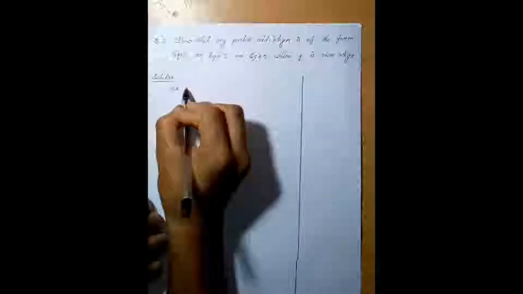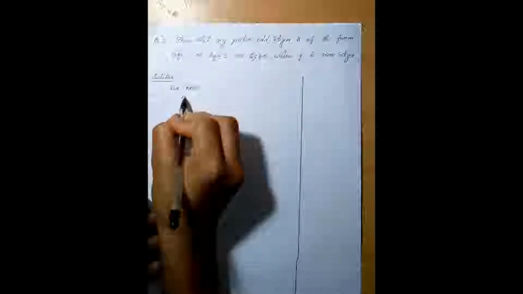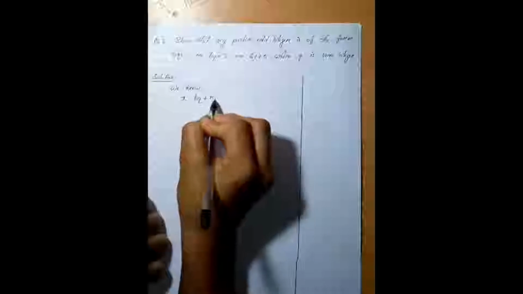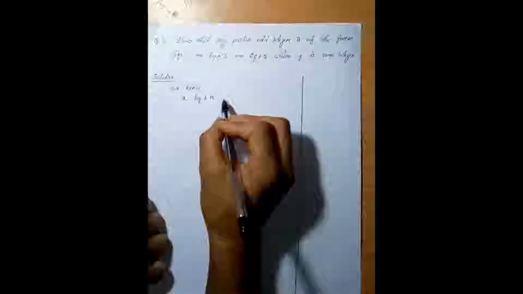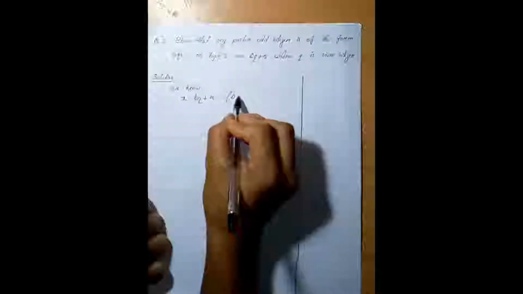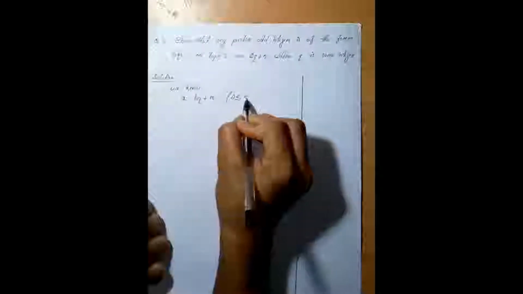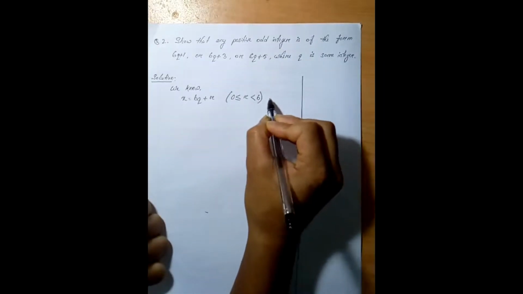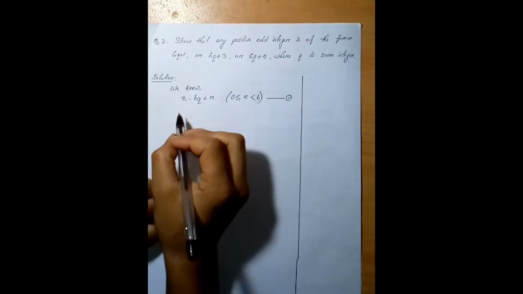We know Euclid's algorithm. Euclid's algorithm is x equals bq plus r. So here r will be between 0 and b, r will be greater than or equal to 0 and smaller than b. Let's take it as equation 1.